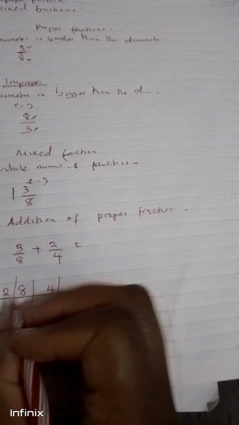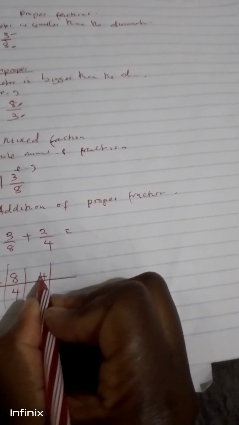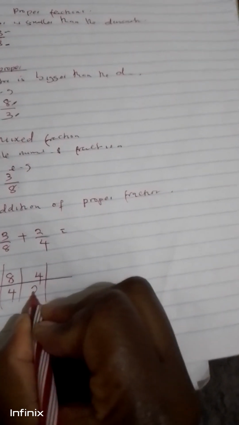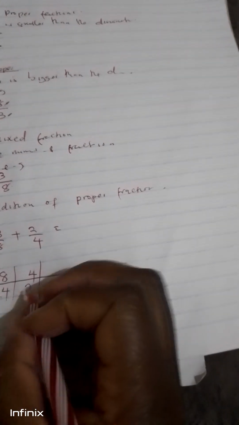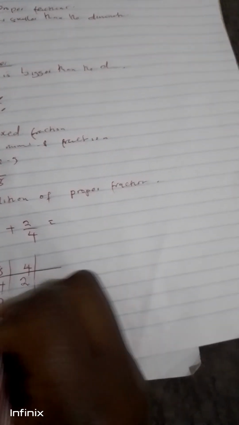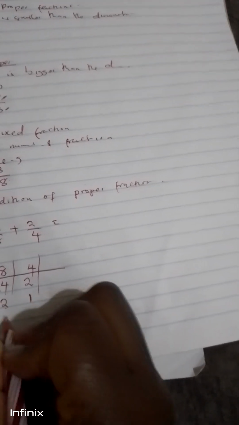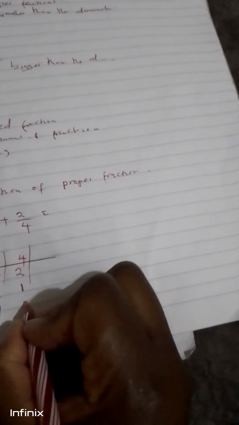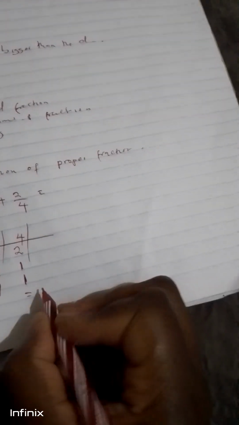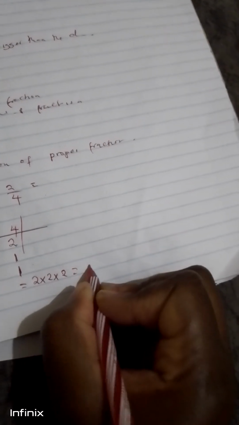Let's start with 2. 8 divided by 2, we get 4. 4 divided by 2, we get 2. Then we take another 2. 4 divided by 2, we get 2. 2 divided by 2, 1. Lastly, we take 2. 2 divided by 2, we get 1. And 1 we leave at that. So in this case, our LCM will be 2 by 2 by 2, which is 8.